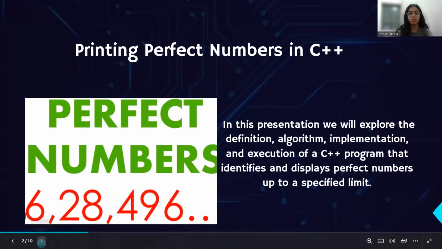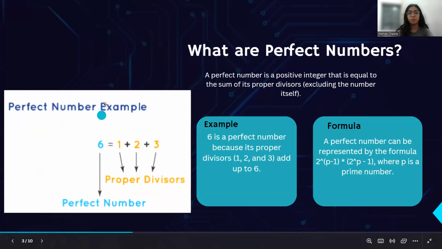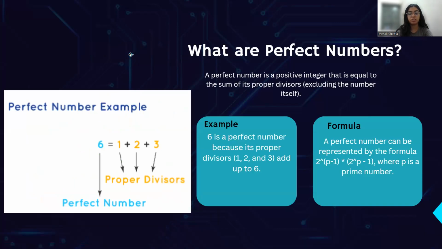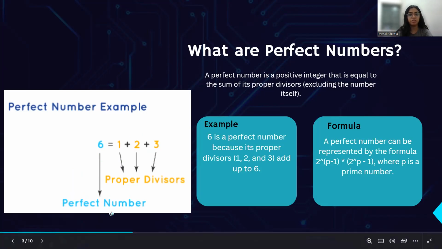So, what are perfect numbers? A perfect number is a positive integer whose sum of its proper divisors is equal to the number itself. We can understand this with the help of an example. Let us take any positive integer, say 6. We can see that the proper divisors of 6 are 1, 2, and 3, and the sum of them comes out to be 6. That is the number itself. Hence, we can conclude that 6 is a perfect number.